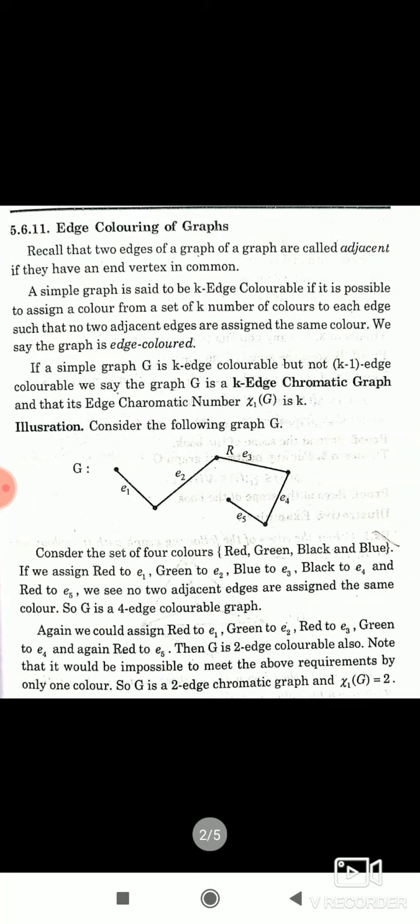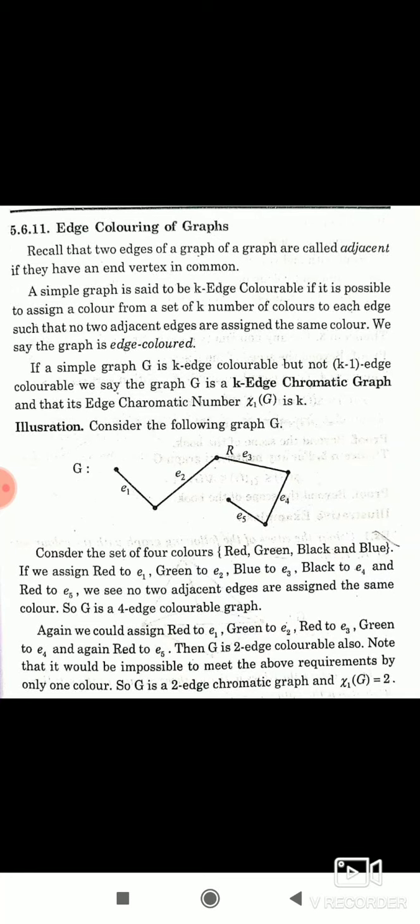Now we discuss edge coloring of a graph. In the previous class we discussed vertex coloring of a graph. A simple graph is said to be k-edge colorable if it is possible to assign a color from a set of k colors to each edge such that no two adjacent edges are assigned the same color. We say that the graph is edge colored.